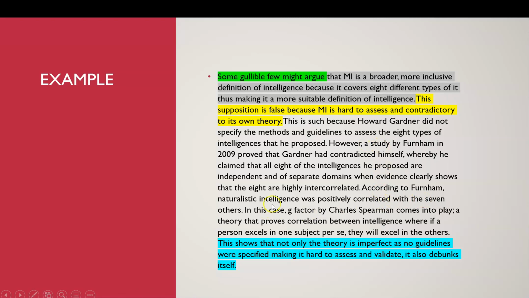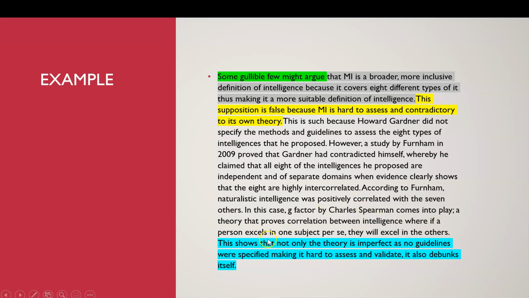According to Furnham, naturalist intelligence was positively correlated with the 7 others. In this case, the G factor by Charles Spearman comes into play, a theory that proves correlation between intelligence, where if a person excels in one subject per se, they will excel in the others. This is an explanation and also a fact that was proven by the G factor, which was founded by Charles Spearman.